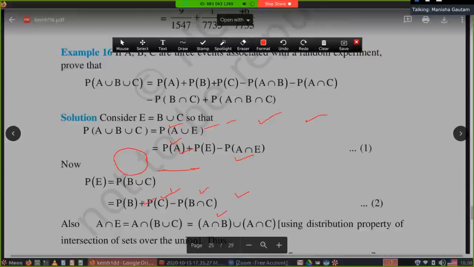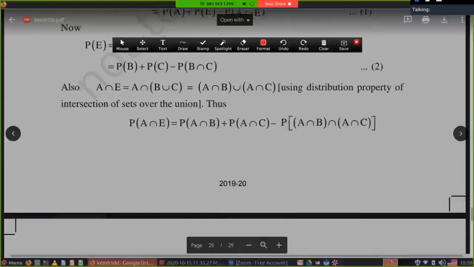Now we have to calculate A intersection E. Here you can apply the distributive property. E is B union C, so A intersection goes to B, with union as the operation applied on it, and then A goes to C. A intersection B union A intersection C. This is a distributive property. In sets we have studied it.